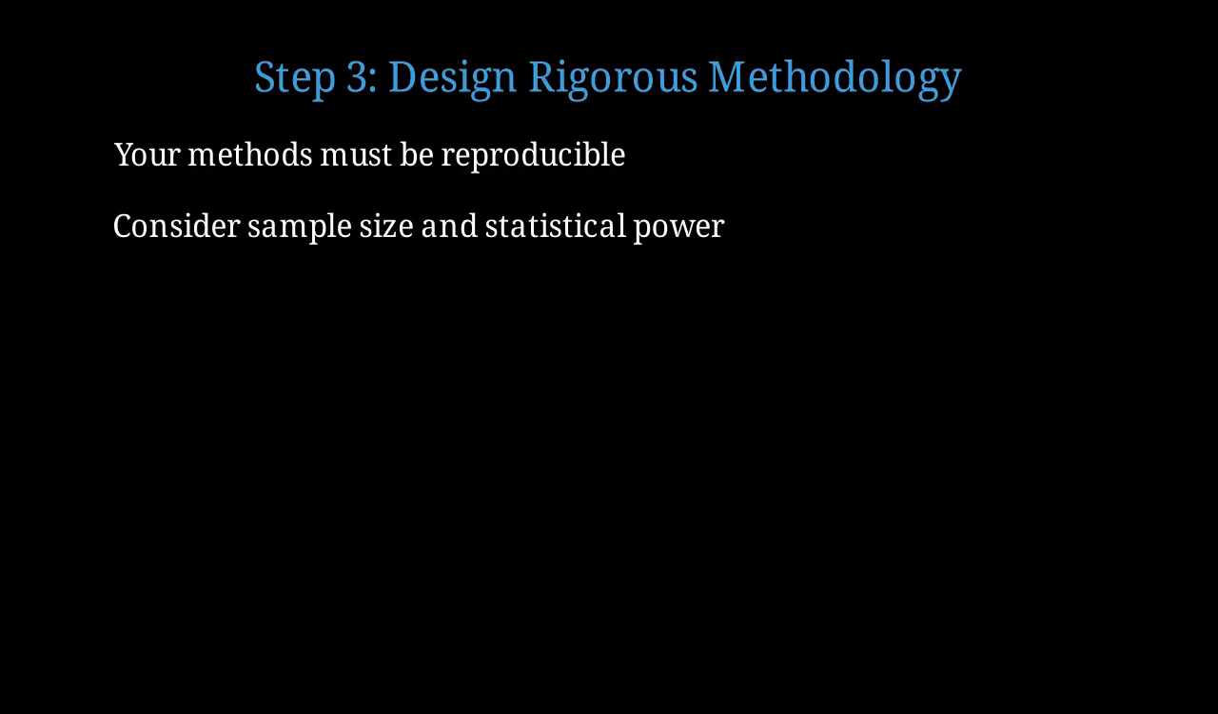Step 3. Design a rigorous methodology. This is the heart of your research. The golden rule. Your methods must be reproducible. Another scientist should be able to follow your procedure exactly and get similar results. Consider sample size carefully. Let me show you why this matters with a key equation.